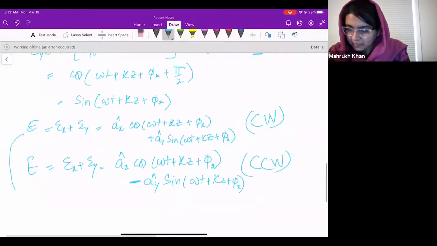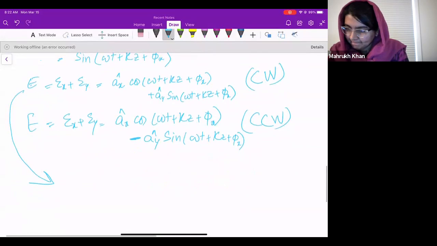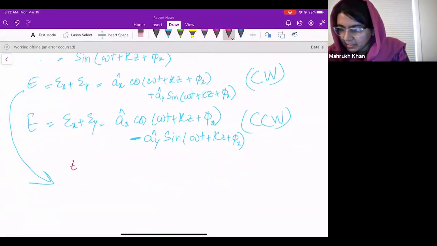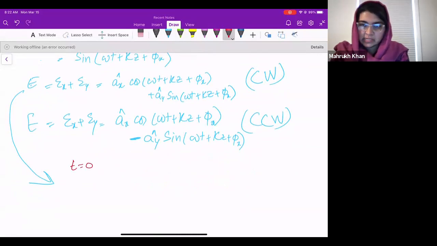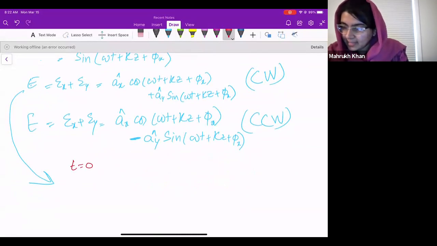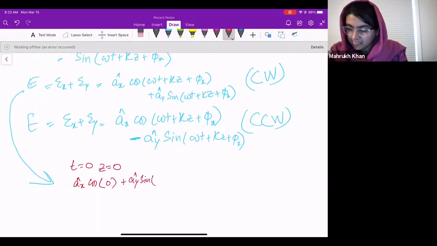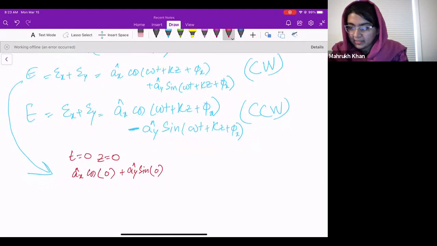So now I am writing the phase for this one. Let's say I am taking t equal to 0 and I'm progressing with z, which means I am taking a spatial propagation. So for t equal to 0, when z is equal to 0, what will happen to your phase? It will be ax cos 0 plus ay sine 0, right? So this would be 1.